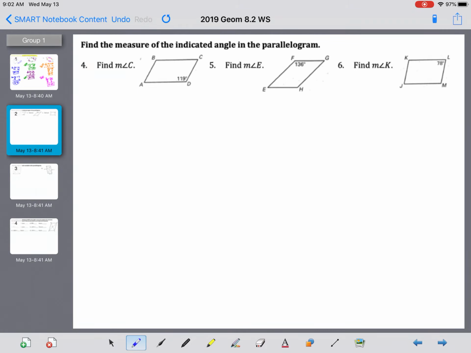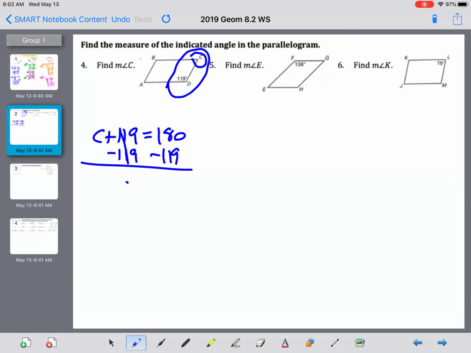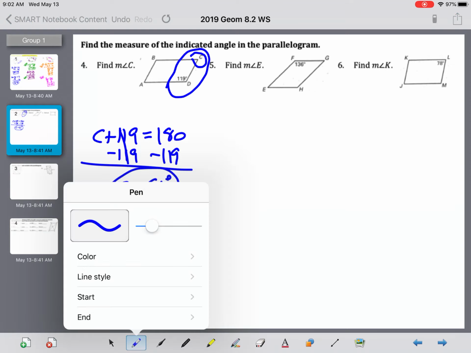Find the measure of the indicated angle in the parallelogram. Now we have a theorem that says if I'm looking for this guy in a parallelogram, those two angles are supplementary. So c plus 119 equals 180. Subtract the 119 over. C equals 61. And let's put degrees on there.